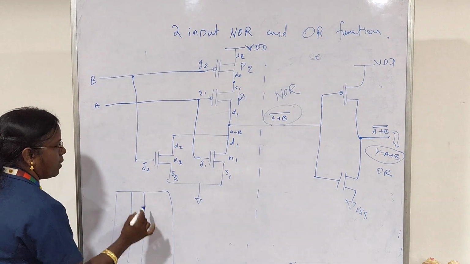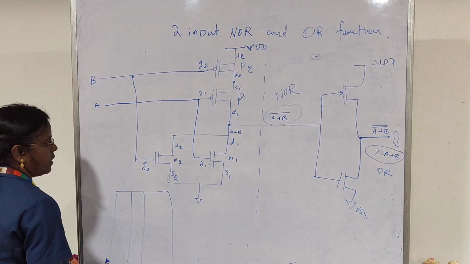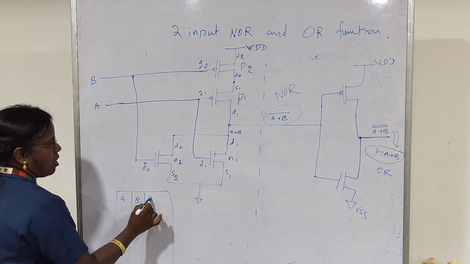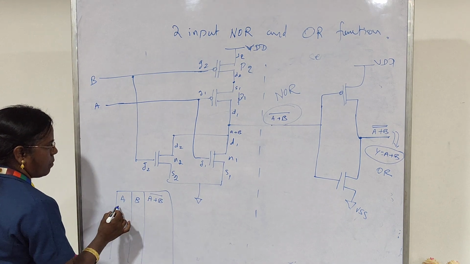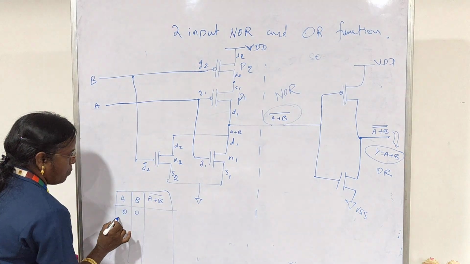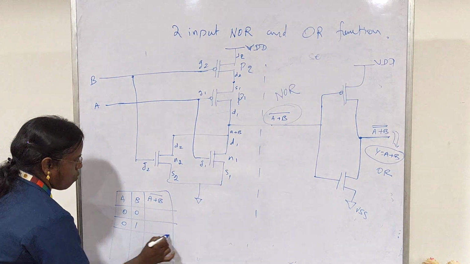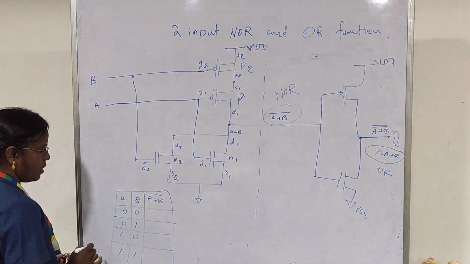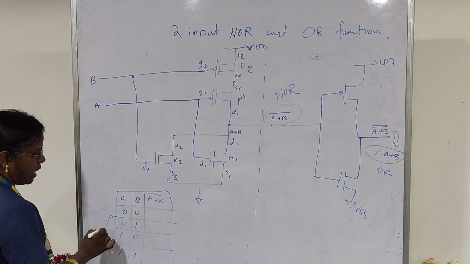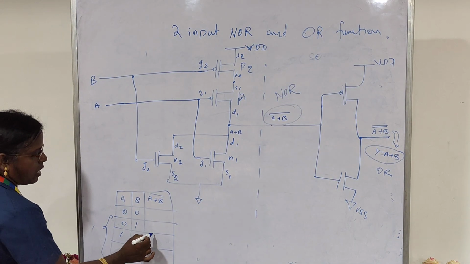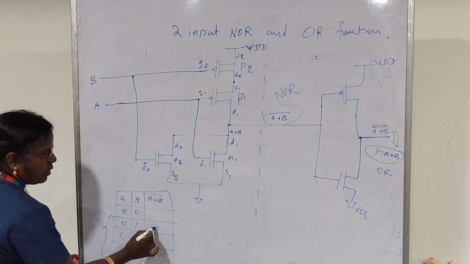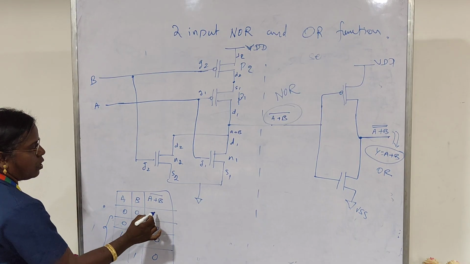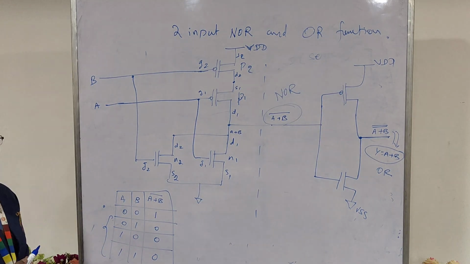To verify the functionality of this circuit, we have to use the truth table of the NOR gate. To verify the NOR functionality, I can take the input variables A and B and verify the output function A plus B, the whole bar. Take all possible input conditions: 0 0, 0 1, 1 0 and 1 1. How can you interpret this function? If any one input is 1, the output logic will become 0 for the NOR gate. When all inputs are 0, the output logic will become 1 for NOR operation.